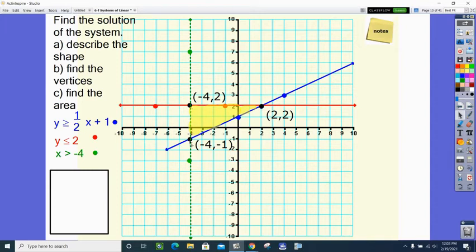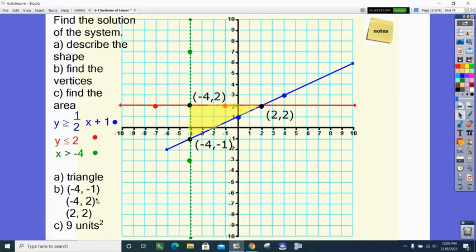Well, how do I get the base and the height? Count, people. 1, 2, 3. There are 3 blocks here. 1, 2, 3, 4, 5, 6. So the length of this red leg of the triangle would be 6 units, and it would be 3 here. 3 times 6, take half, and that's your area in square units. So it is a triangle. Here are the vertices, and it would be 9 square units. It is 1/2 the base, which is 3, times the height, which is 6. 1/2 times 3 times 6 is 1/2 times 18, which is 9.